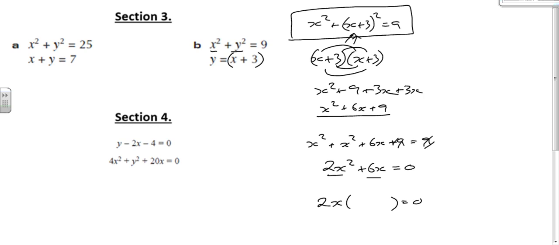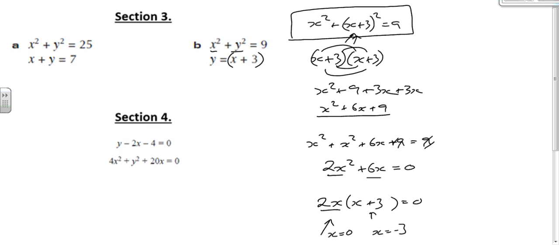So then what we do is, what do you multiply 2x by to get 2x squared? That's going to be 1x. What do you multiply 2x by to get 6x? That's going to be plus 3. So then there are 2 solutions. The solution outside the bracket, 2 times something is 0, so x equals 0. This one here, x equals minus 3.